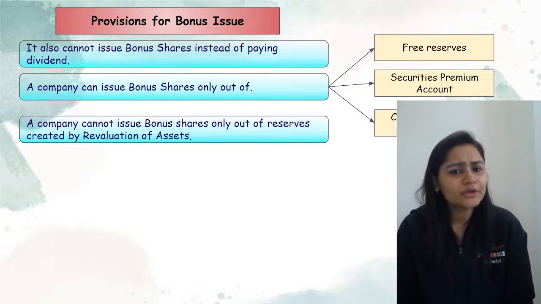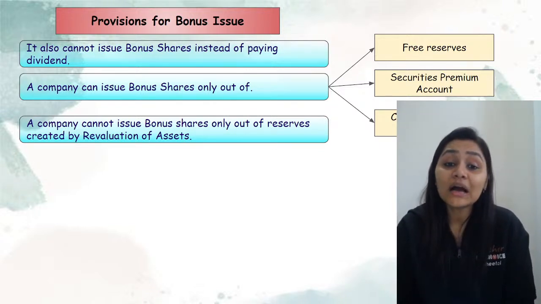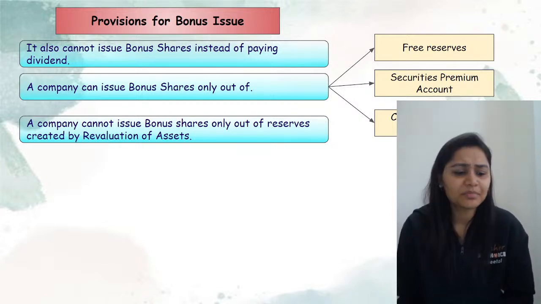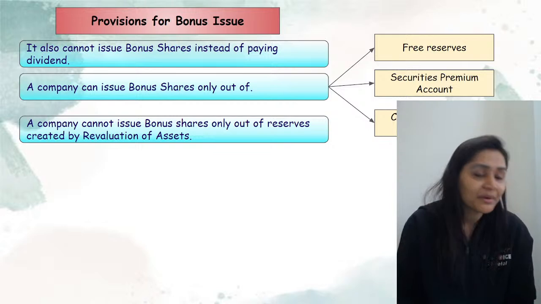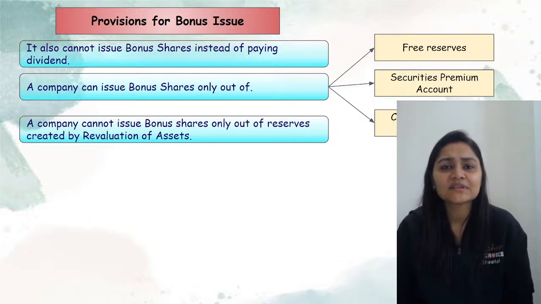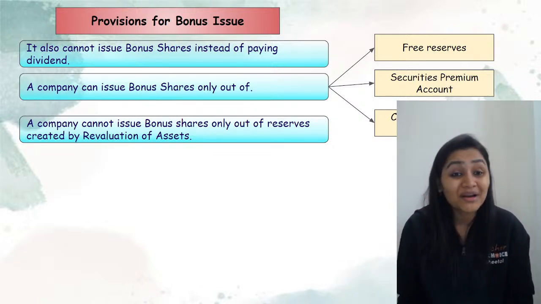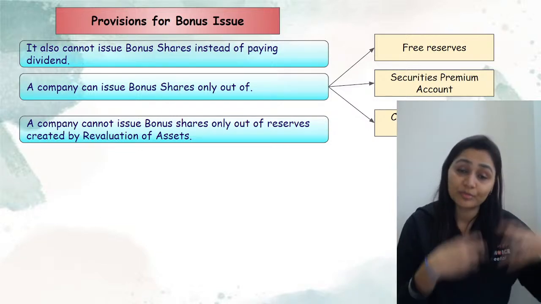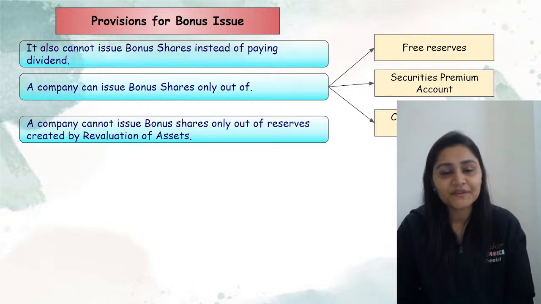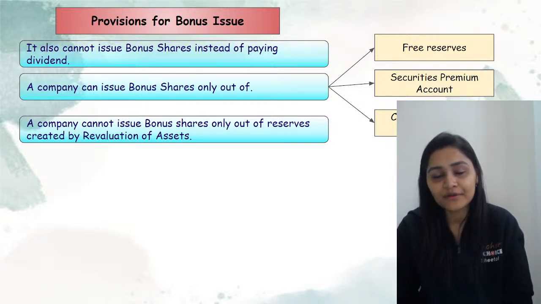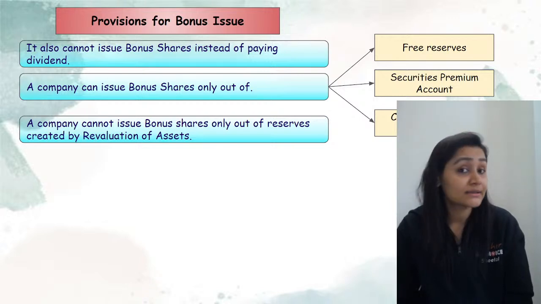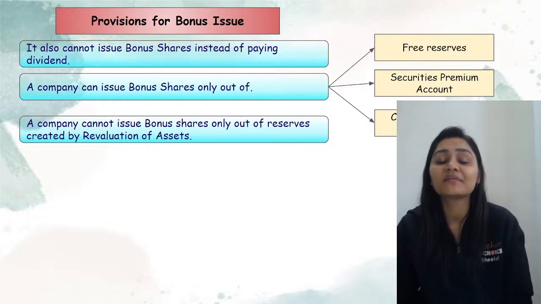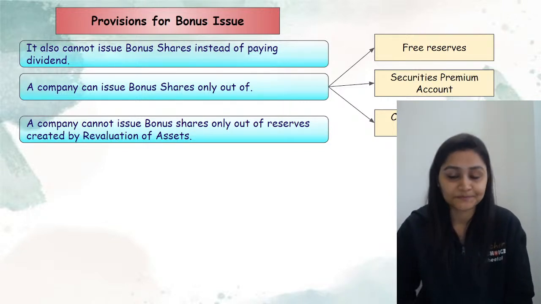A company cannot issue bonus shares only out of the reserves created by revaluation of assets. So the company has assets. The company might not need a few assets or might sell some assets to buy some new assets or whatever it is. But if the company is making money through revaluation of its assets, and plans to have a bonus issue out of that capital, then again that is not allowed. There is no provision for the funds coming from revaluation of the assets.